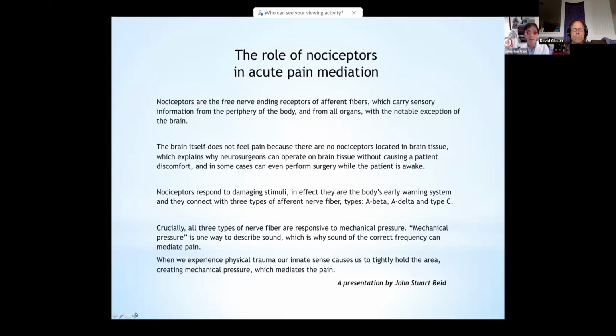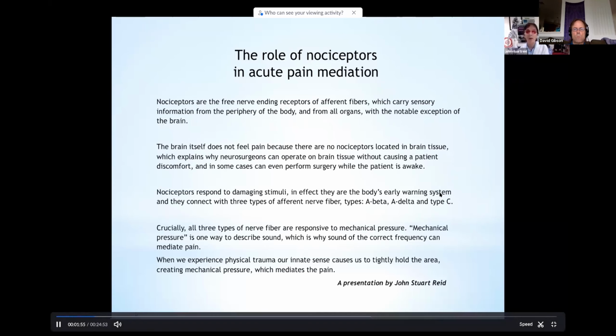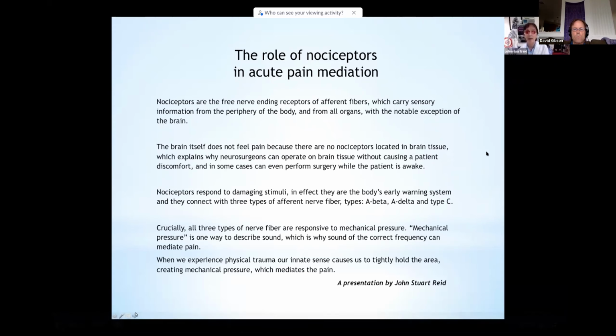And they connect with three different types of afferent fiber. These are A beta, A delta, and C fibers. These different types of fibers operate at different speeds in the body, and they have different roles. But crucially, the most important thing here from this presentation point of view is that all three types of fiber are susceptible to mechanical pressure. They all activate with mechanical pressure.